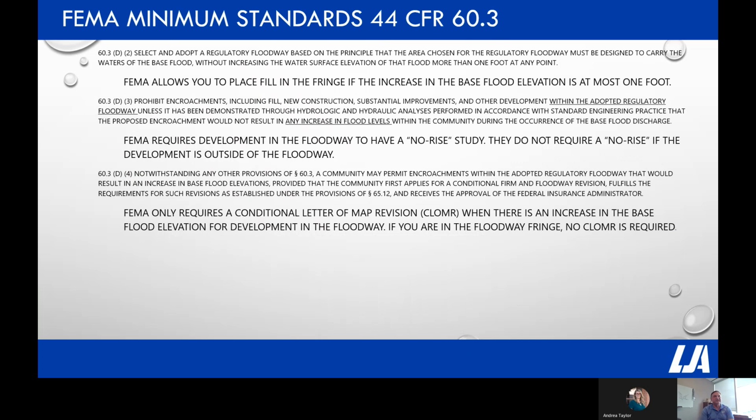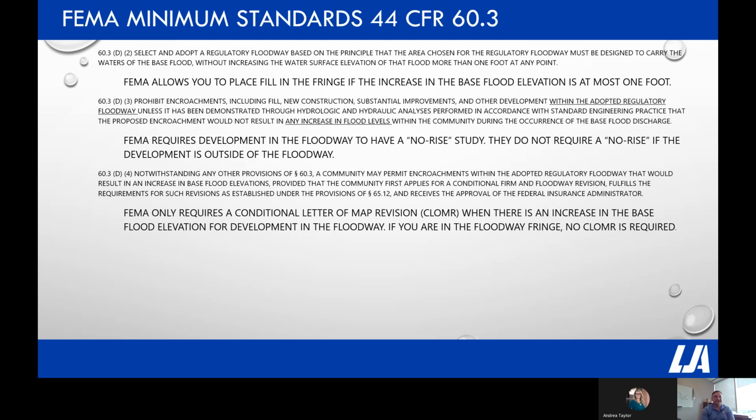And you don't have to read all the text in here, just look at the larger all caps words in this thing. So FEMA allows, under the minimum standards, to place fill within the floodway fringe as long as it doesn't increase the water surface elevation by more than a foot. And I'm going to repeat that. You can place fill in a floodplain as long as it's outside of the floodway and have it increase that water surface elevation, and you would be in compliance with the National Flood Insurance Program.